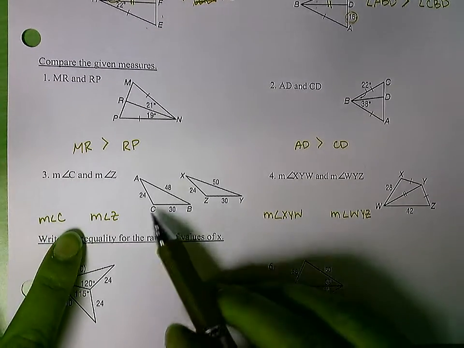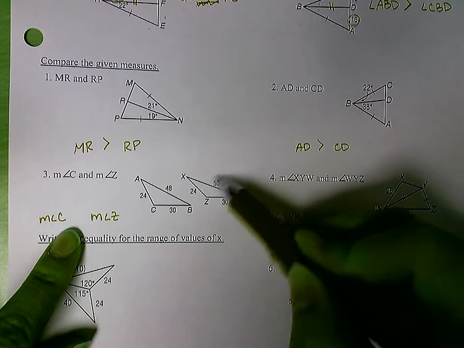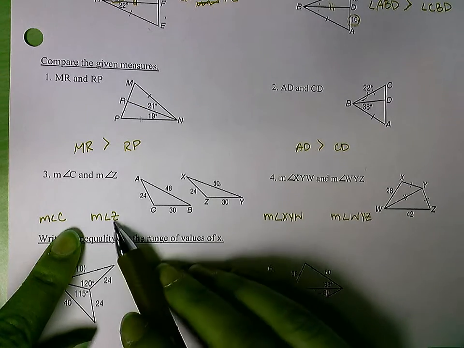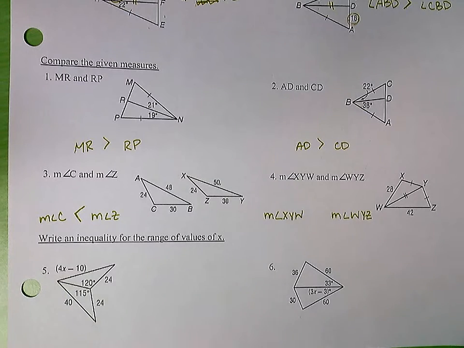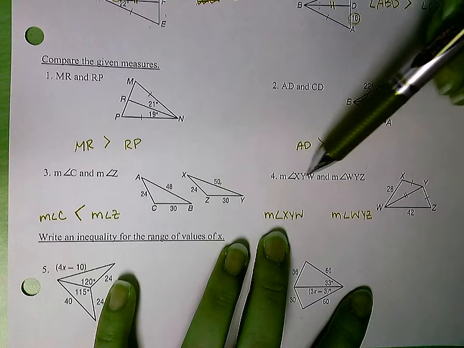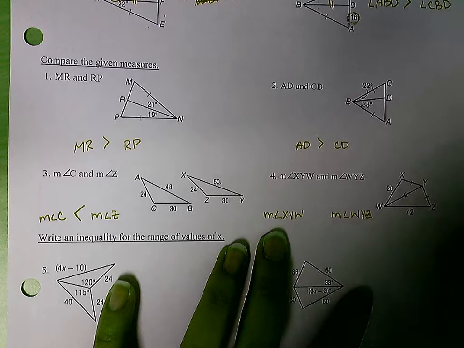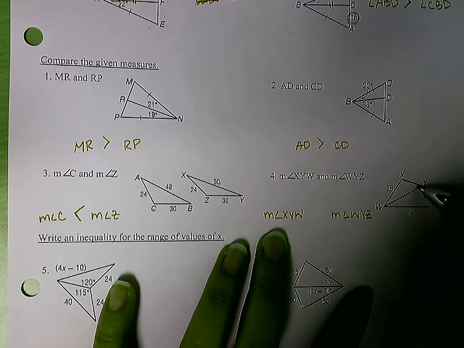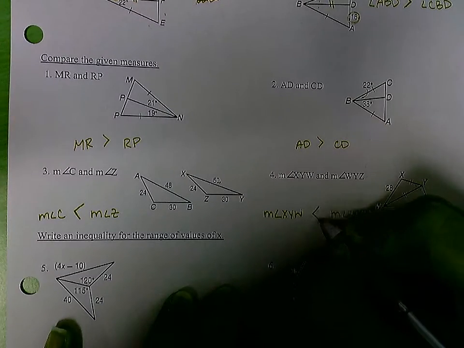The measure of angle C compared to the measure of angle Z. Since angle Z's opposite side is greater, that means angle Z has to be the greater angle. And then number 4, measure of angle XYW and the measure of angle WYZ. Okay, so XYW is right here and WYZ is right here. Since 42 is the greater side, that second angle there would have to be the greater angle.